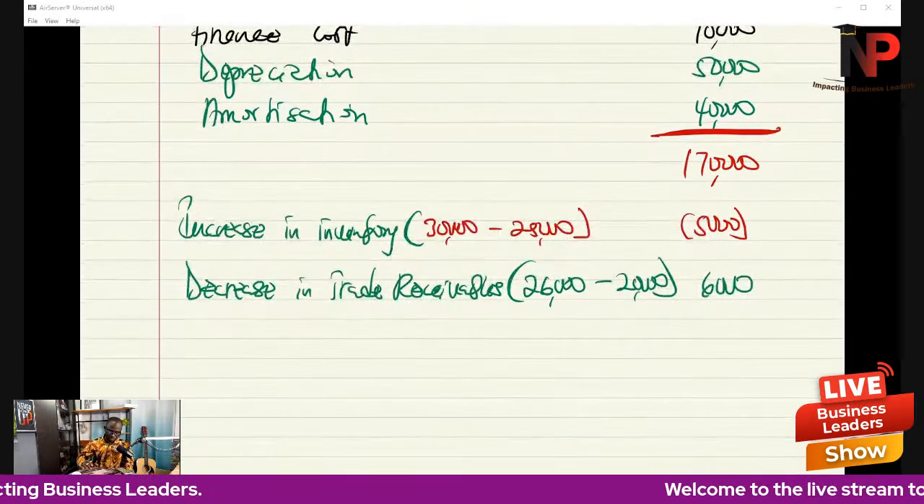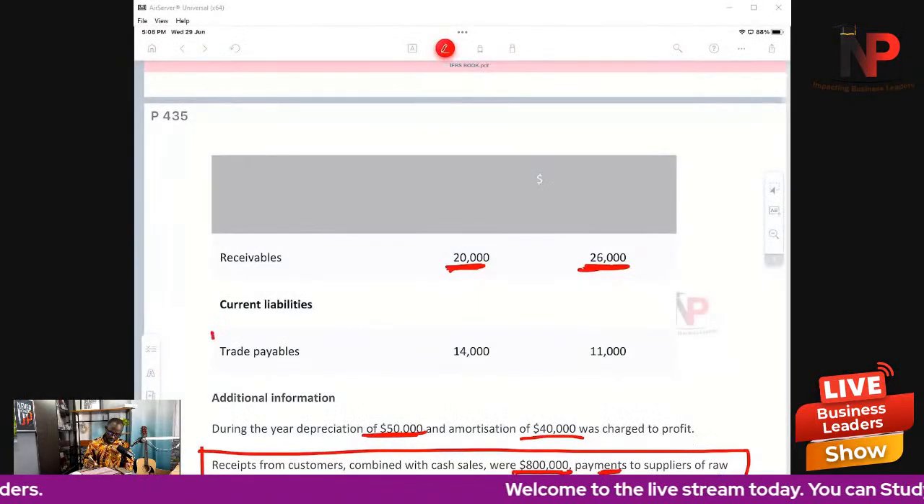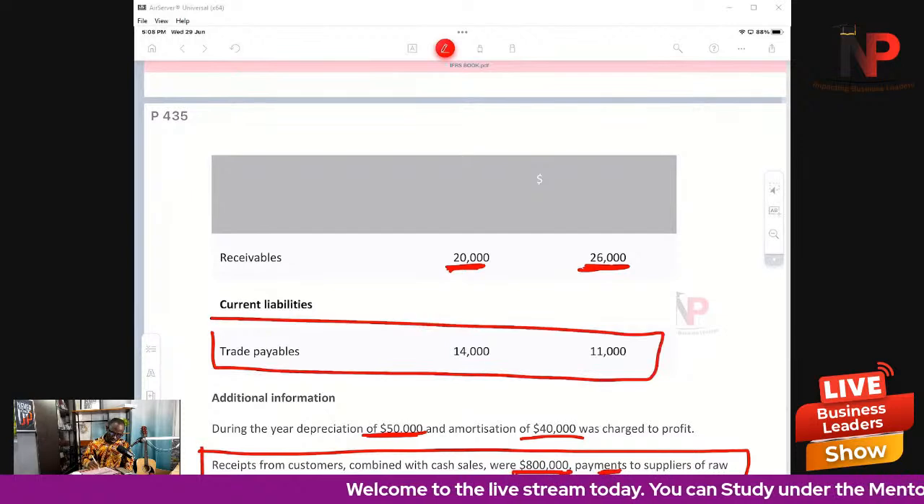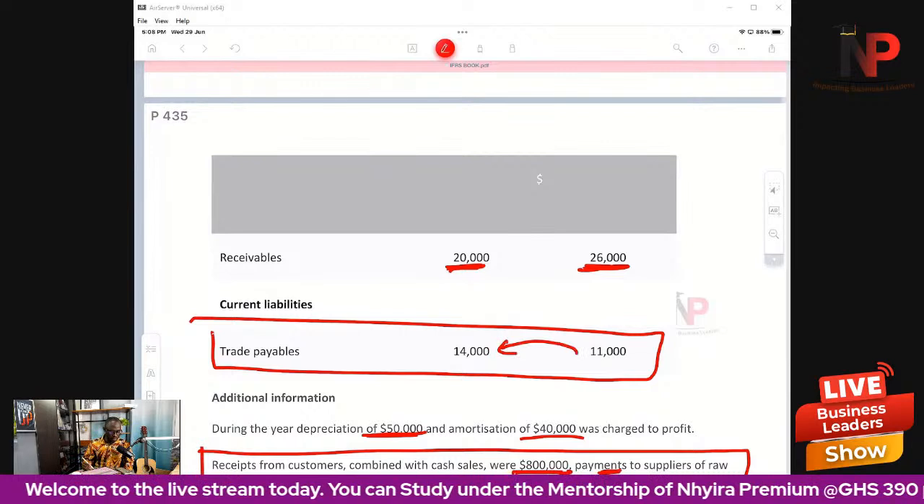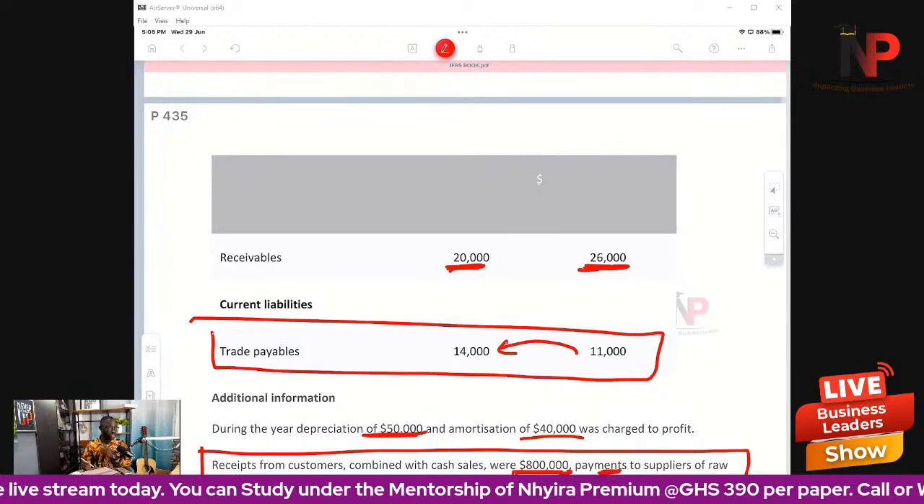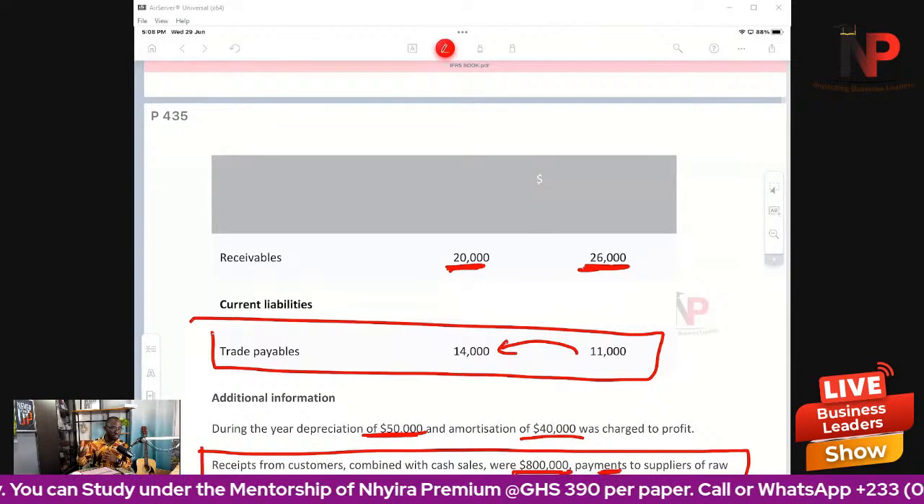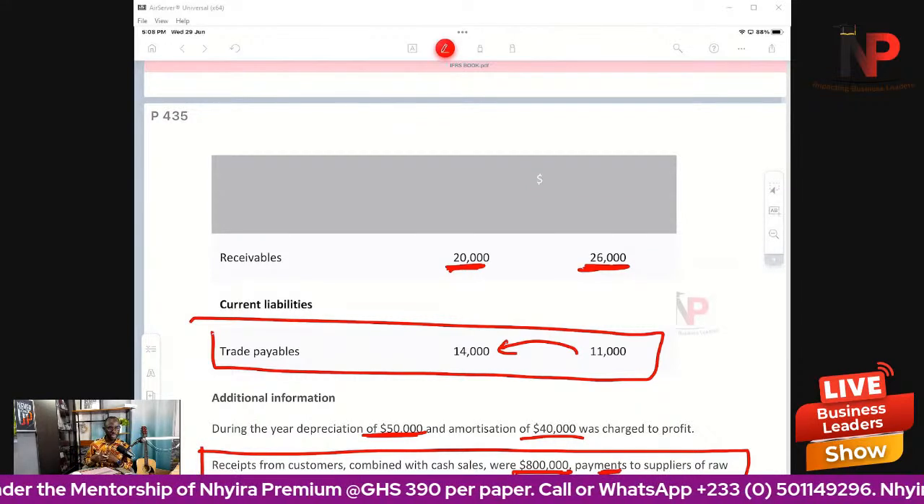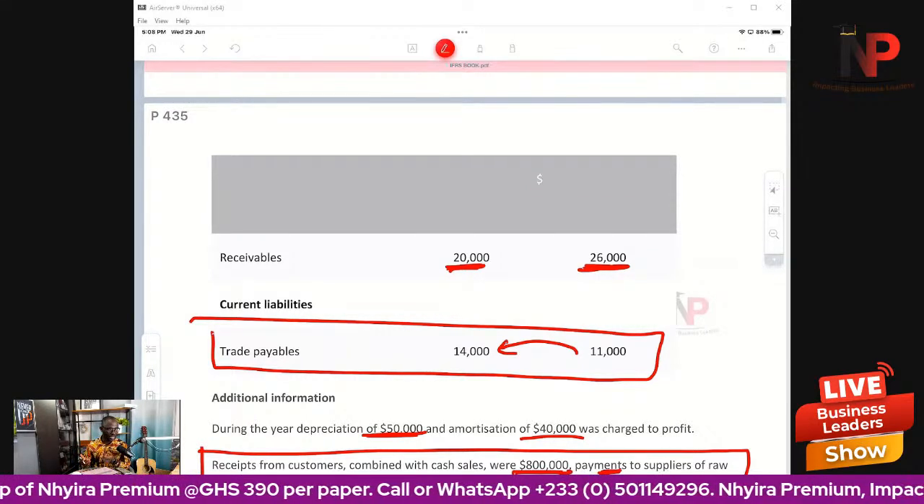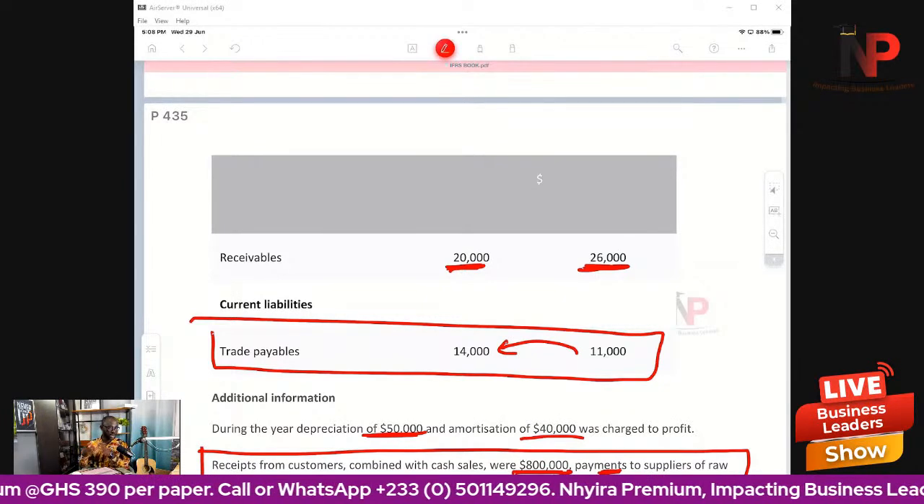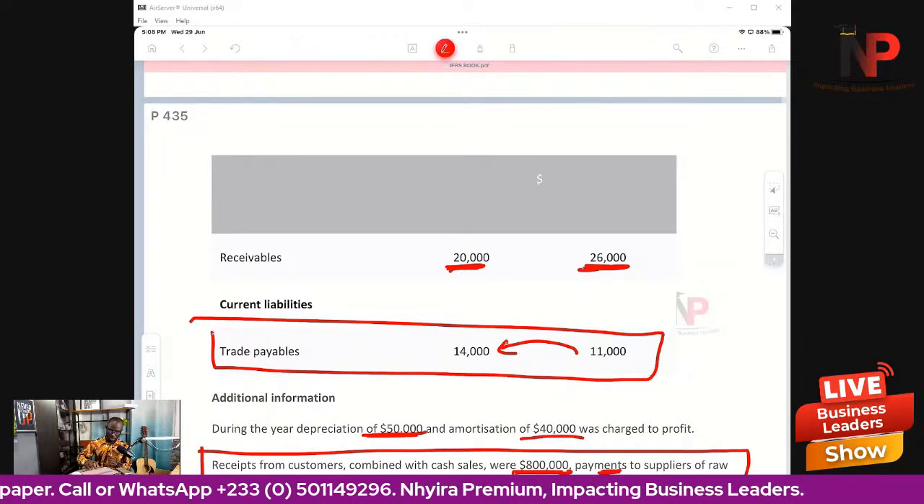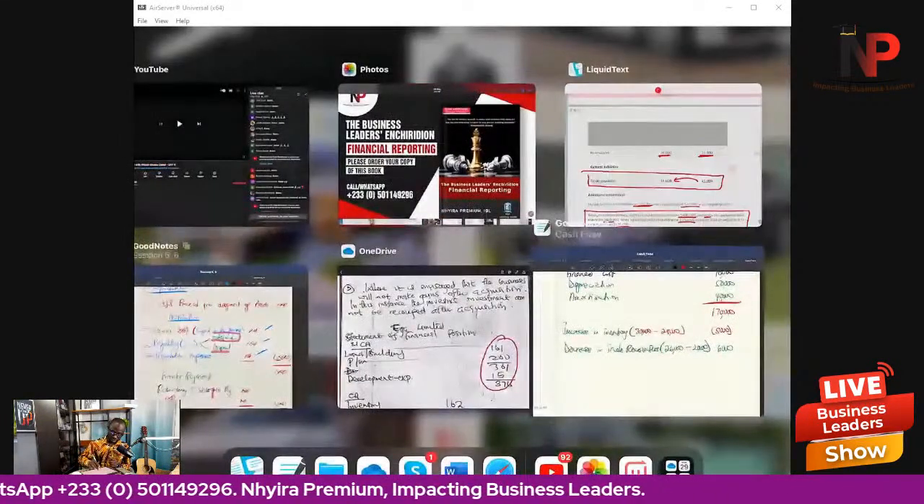Next one, current liabilities. We will bring trade payables. What do we see here? We see that trade payables is going up. Now, when trade payables is going up, it means we are not paying our suppliers, so we are retaining that money to run the business or something like that. So increase in trade payables is an inflow for us as an organization.